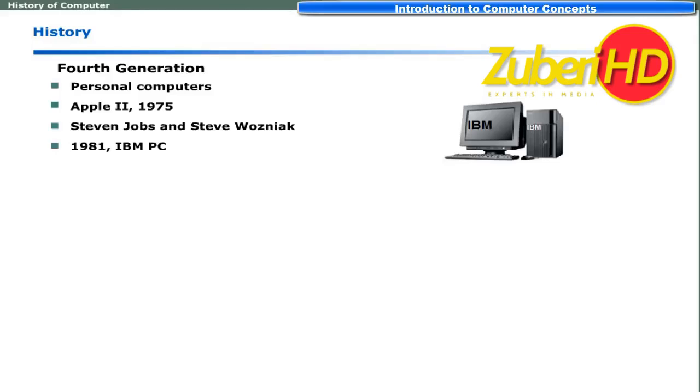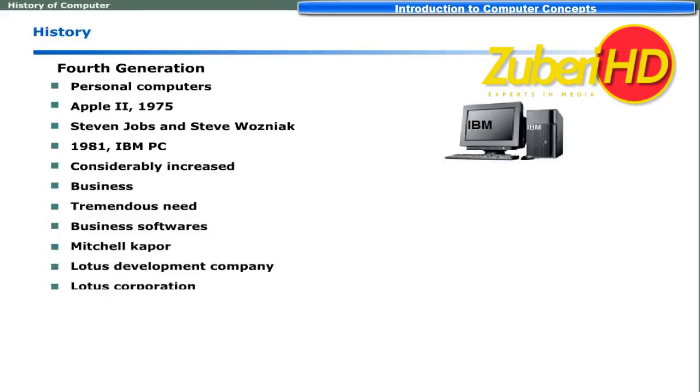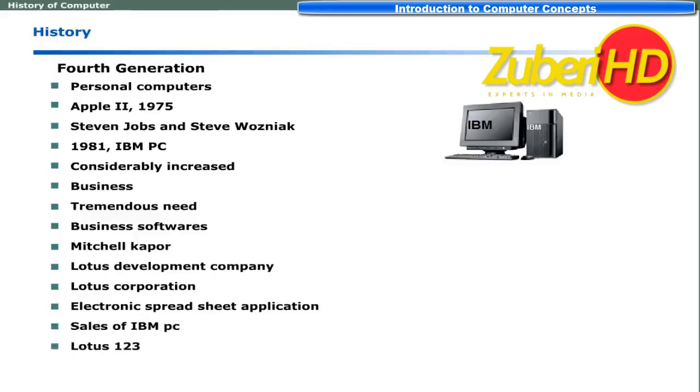The use of personal computers had considerably increased in business. There was a tremendous need for business software. Mitchell Kapor established Lotus Development Company. Lotus Corporation introduced an electronic spreadsheet application, Lotus 1-2-3, that boosted the sales of the IBM PC.